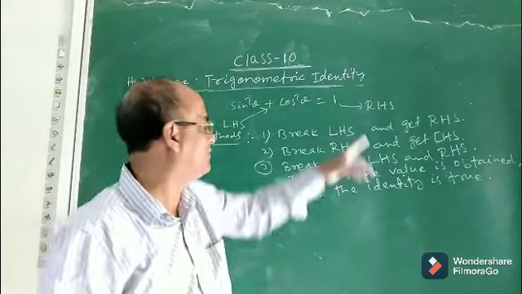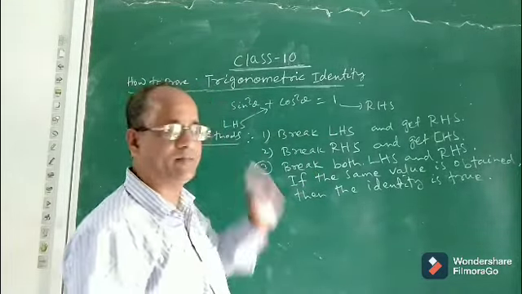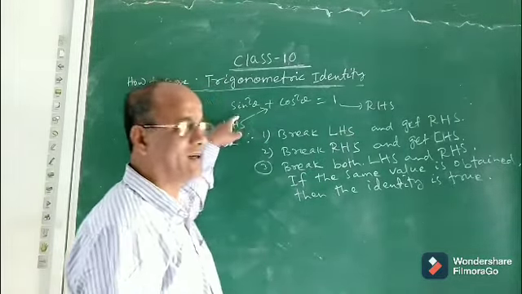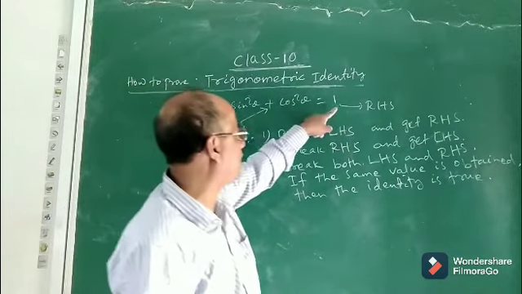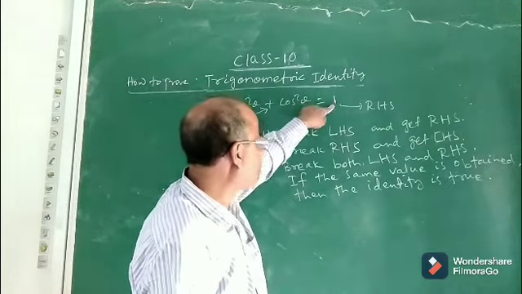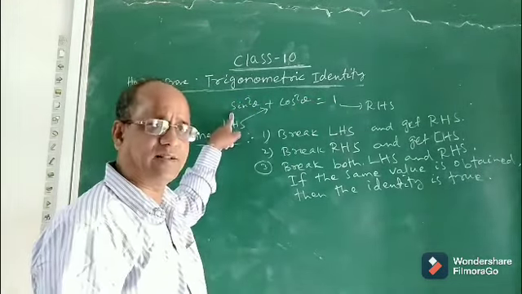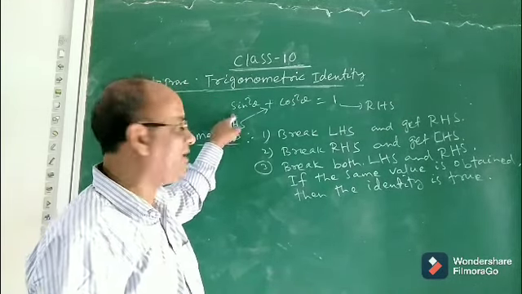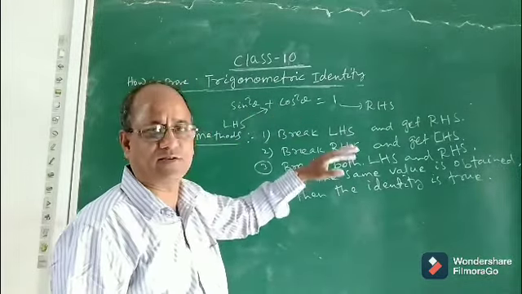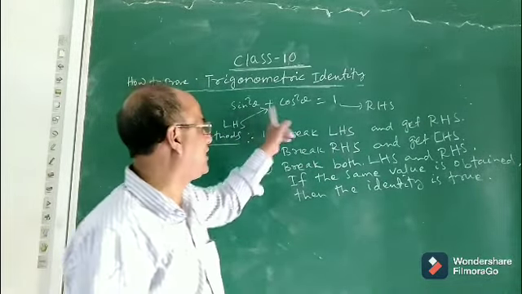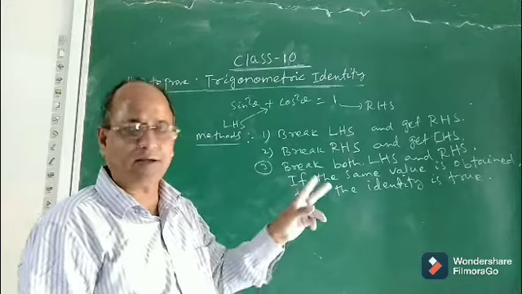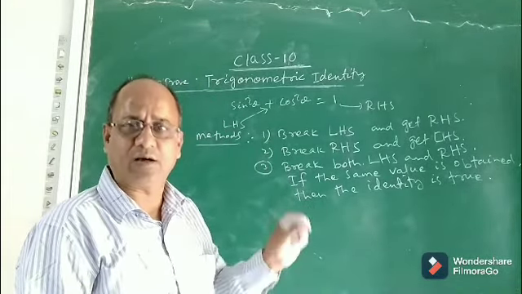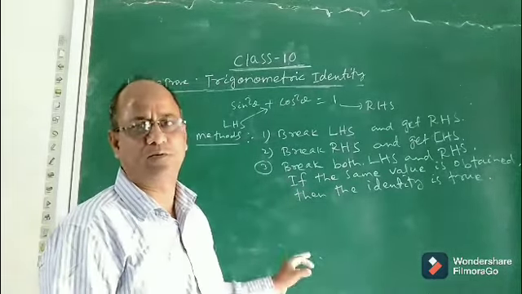Or you will say, no sir, I will break the right hand side and get the left hand side. That is also allowed. If you broke the right hand side and you got the left hand side, then also the identity is true and proved. And in another way, you can break both LHS and RHS. After breaking both, suppose you got the same value, then you will conclude that the identity is true or proved. Okay.